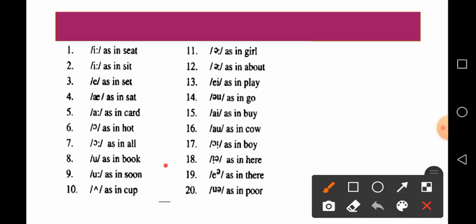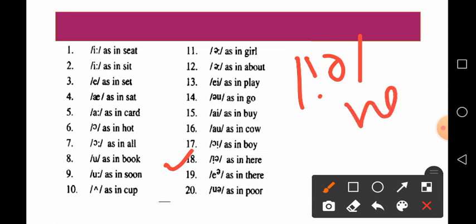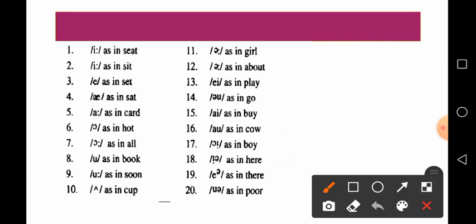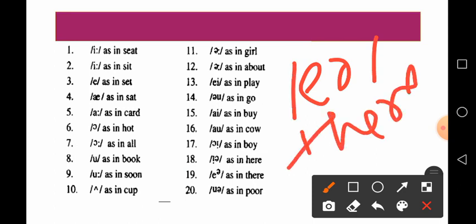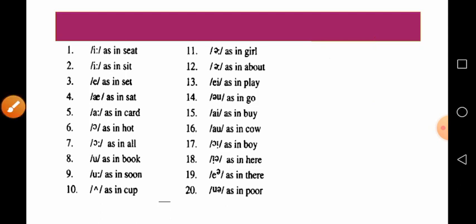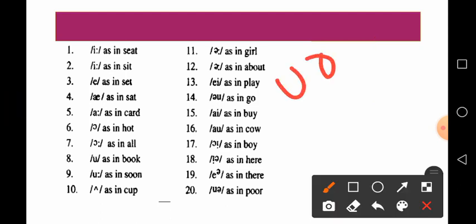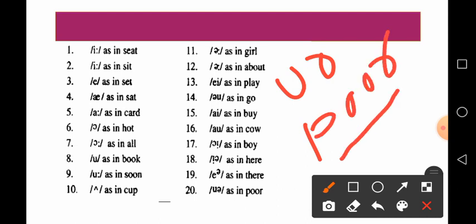In number 18, it is here, e and a, in words like here. Then, in words like there, the sound is pronounced as in there. And the last one is in words like poor. The word is pronounced poor.